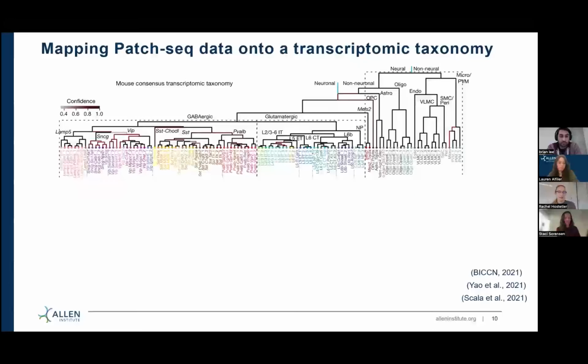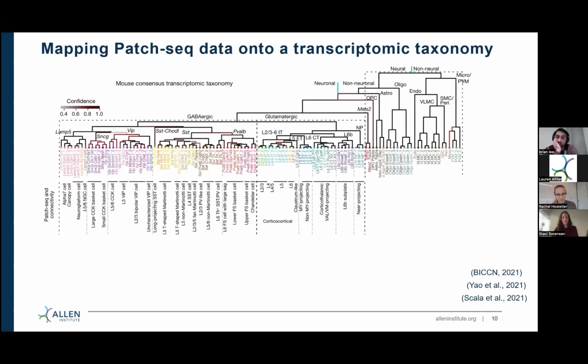And as I mentioned, Patch-Seq was used in these experiments to really combine the transcriptomic data with the morphological and electrophysiological. So here's a figure of what this transcriptomic taxonomy looks like from the mouse. This is purely based on transcriptomic data. However, after doing Patch-Seq experiments and identifying certain electrophysiological properties, they were able to then connect and map the electrophysiological properties and these labels onto the taxonomy.